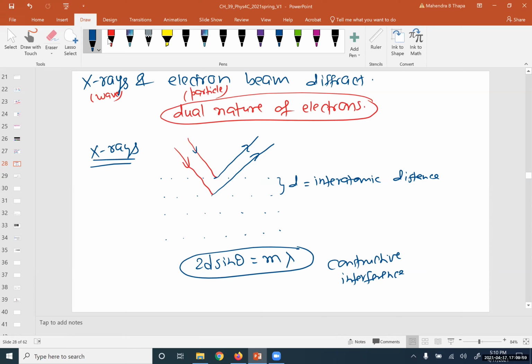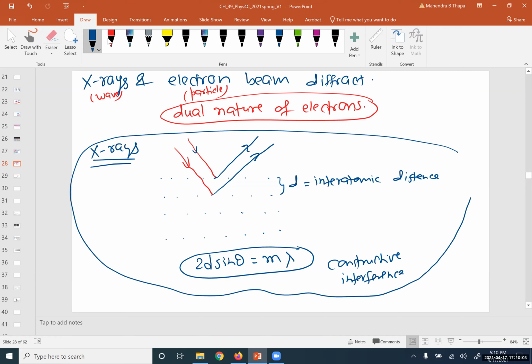So we observe this phenomenon in the case of the X-ray. If X-rays diffract, in the same way we can say that electrons will also diffract. This is the dual nature. So this experiment is called the Davisson-Germer diffraction experiment for electrons.